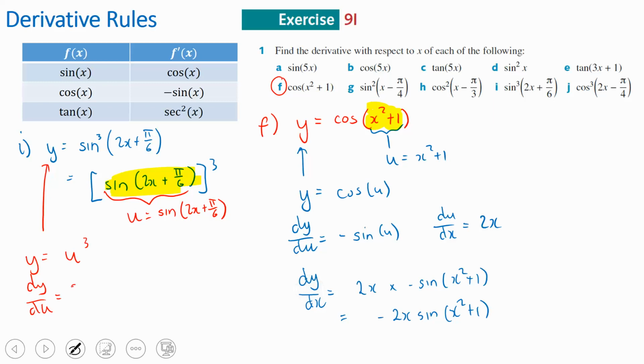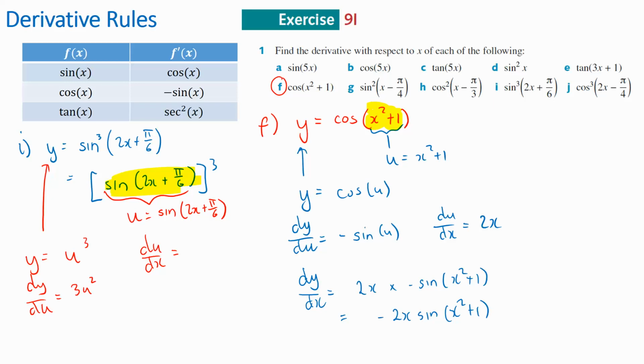3u squared. So you got 3u squared. Now here's the tricky part. You need to find du/dx. And that's what I mean. At the Year 12 level, you are expected to find the chain rule quickly. So you're not meant to be doing what I'm showing you over here because it takes too long to do. I'm just showing you how it works from last year. And now this year, you're meant to be able to look at this and say what the answer is.